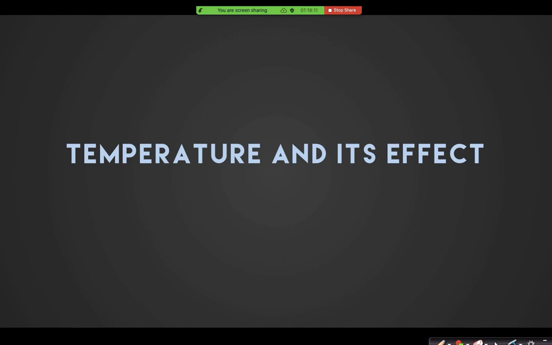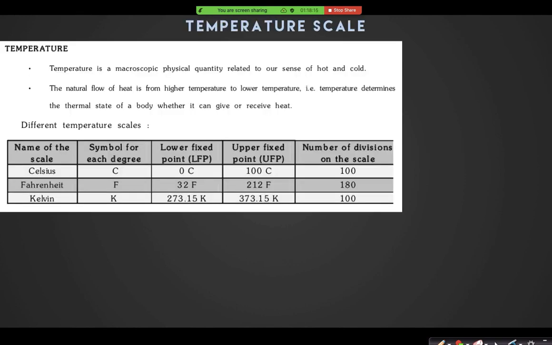Right, so first let us start with temperature and its effect. We know that heat is one type of energy and temperature is the manifestation of that energy, right? By temperature we can understand which body is hot and which body is cold. And temperature also determines from which body to which one the heat energy will flow, right? So heat will always flow from the higher temperature zone to the lower temperature zone.